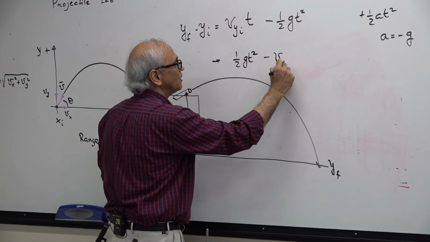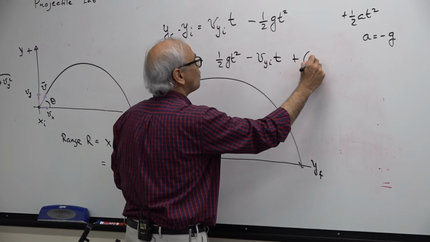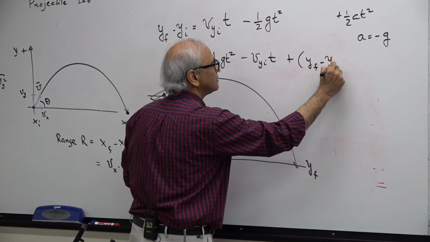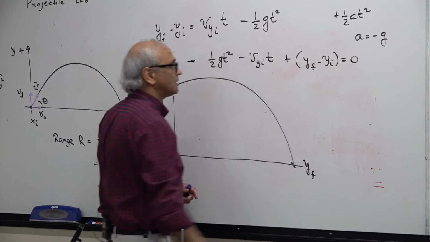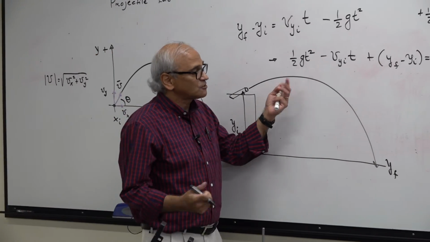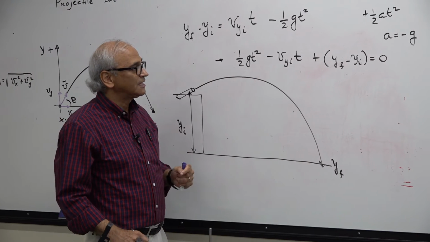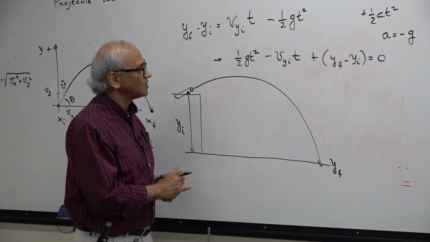minus vyi t plus yf minus yi equal to 0. That's my equation. It's also a kinematic equation because there is no force involved, but you can see that it's a quadratic equation.